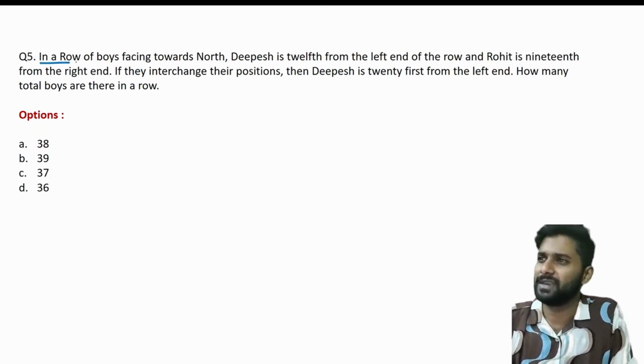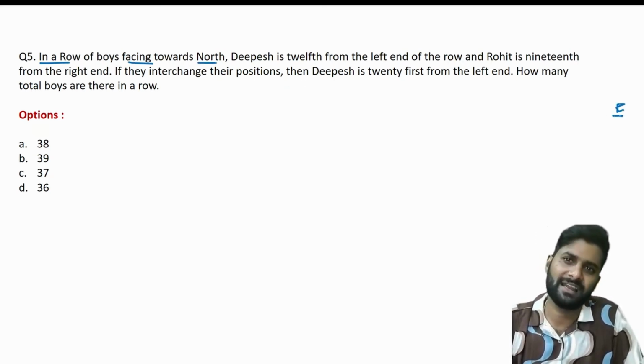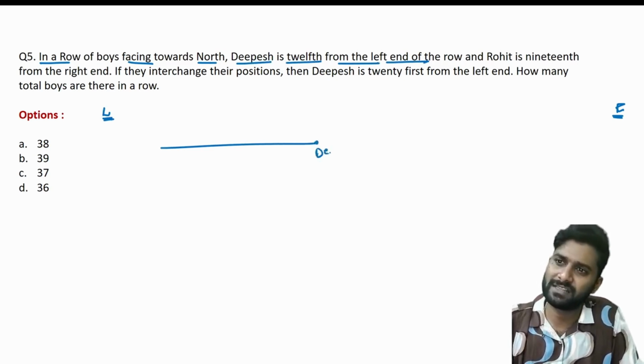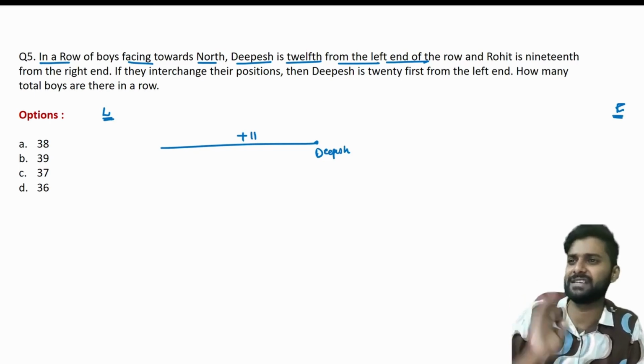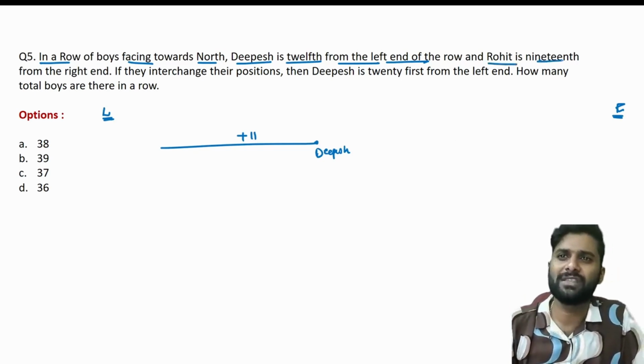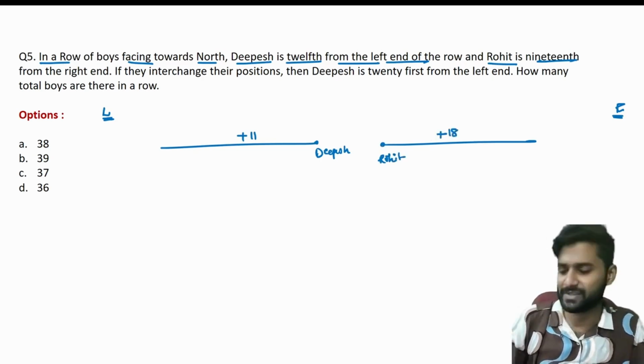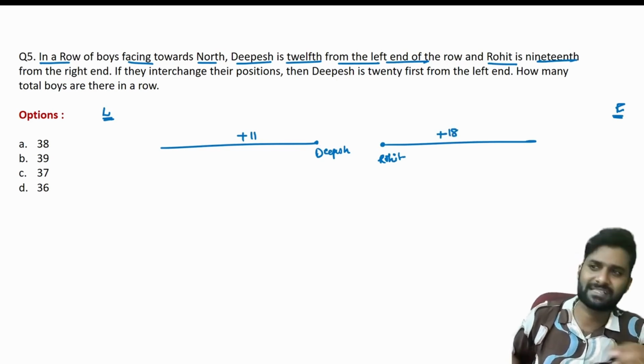Now see, in a row of boys, all are facing north. North facing means this is the right end and this is the left end. Now Deepesh is 12th from the left end. Exactly Deepesh, so excluding Deepesh, his left side has 11 members. Rohit is 19th, so we have to place Rohit here. Why? Because it is counted from the right end. Exactly 19th. If you exclude that person, 18 members are there to the right side of him.